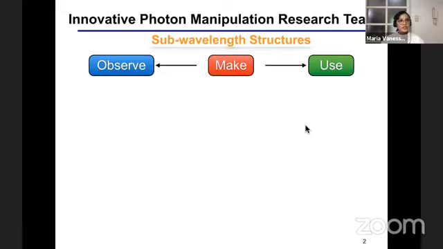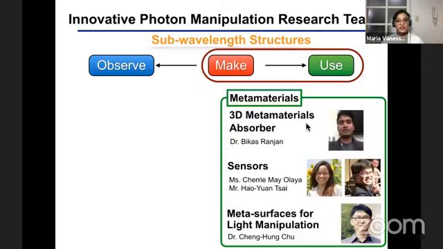Our research is basically split into two kinds. The first is making and designing these structures and then using them for practical applications. We call these sub-wavelength structures metamaterials. One of the applications of our lab right now are mainly absorbers, sensors, and also surfaces for light manipulation. A little bit of trivia, some of you may see a familiar face here in my slide. We have one Filipino student from UP, Dr. Hermosa's student, Miss Cherry May Olaya, and she's currently doing her PhD research in our lab here.